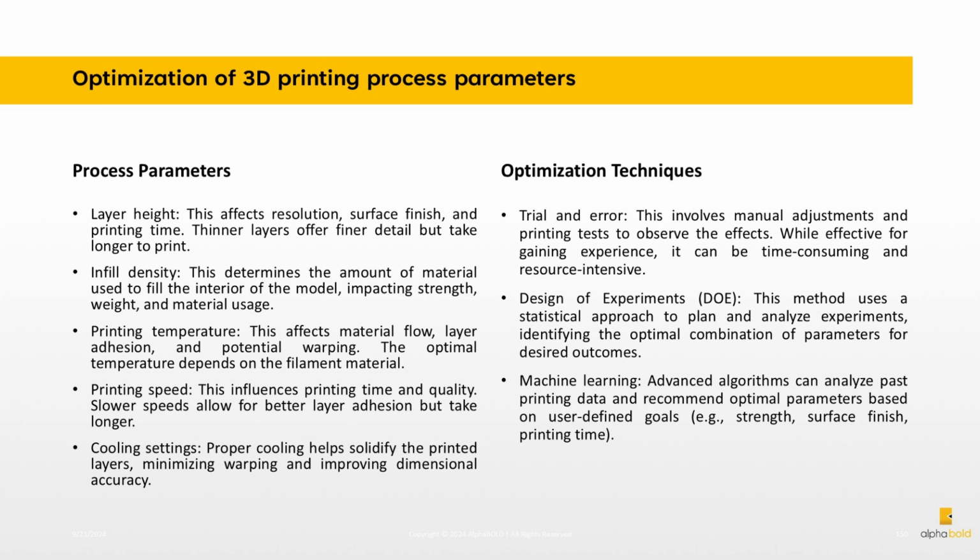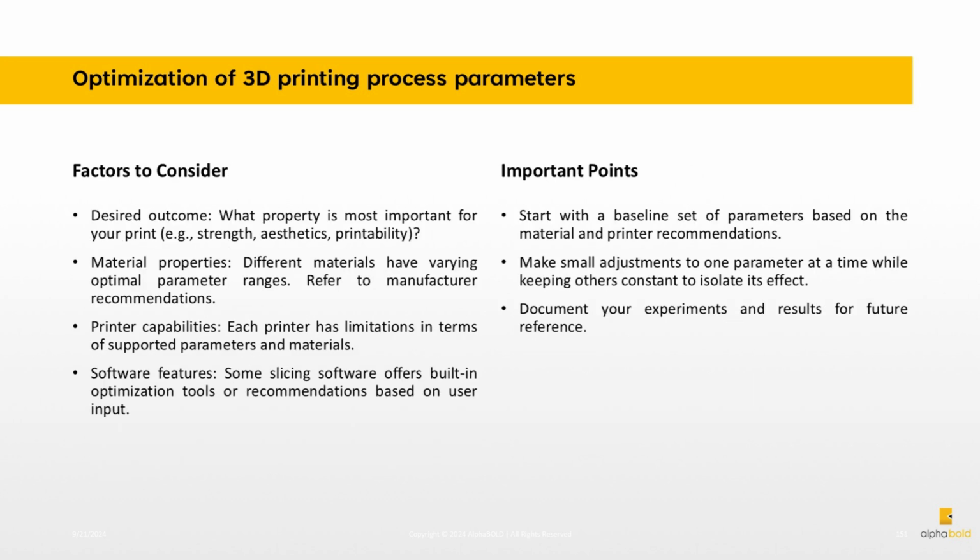Advanced algorithms can analyze past printing data and recommend optimal parameters based on user-defined goals, e.g., strength, surface finish, printing time. Factors to consider. Desired outcome. What property is most important for your print, e.g., strength, aesthetics, printability? Material properties. Different materials have varying optimal parameter ranges.